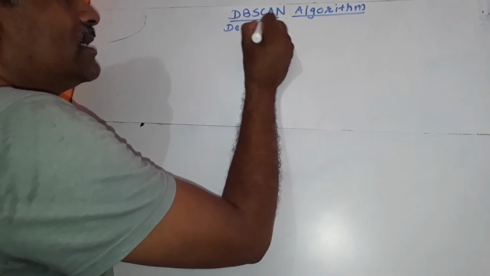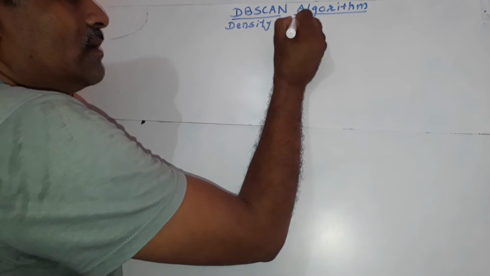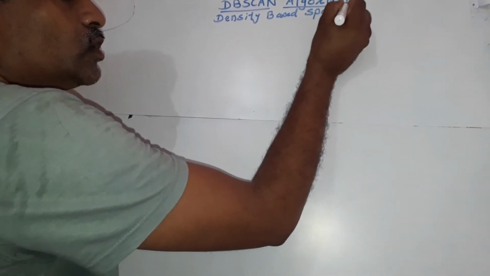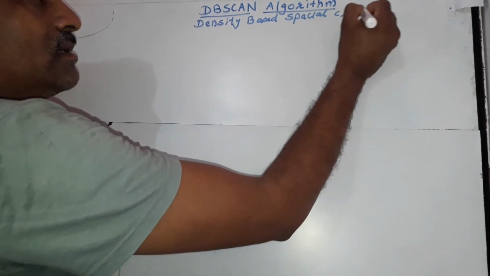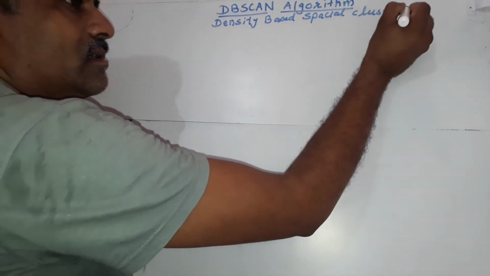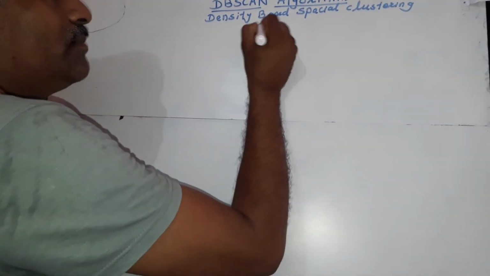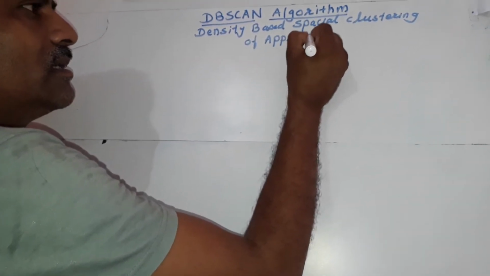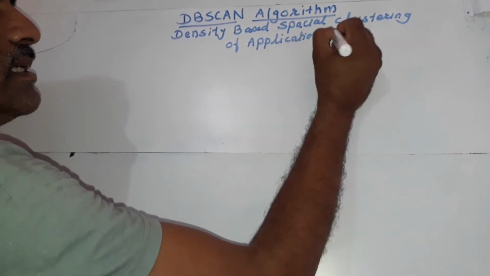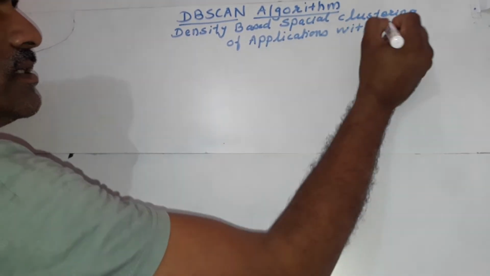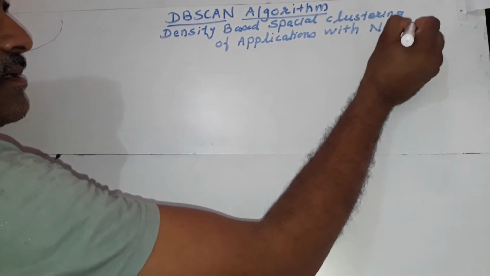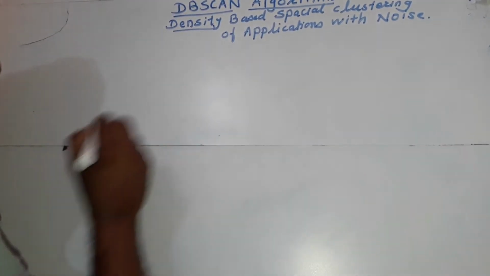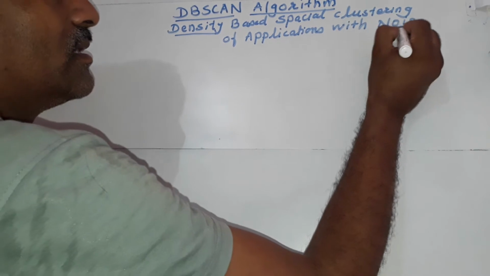DBSCAN stands for density based spatial clustering of applications with noise, right? So as the name indicates, two terms come into the picture. One is density based and another is noise.